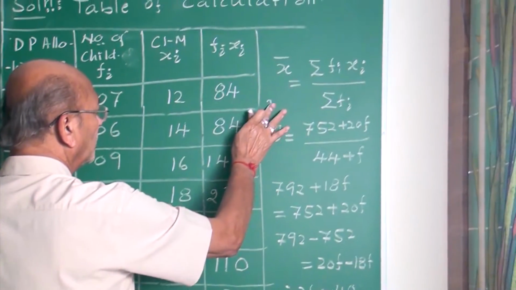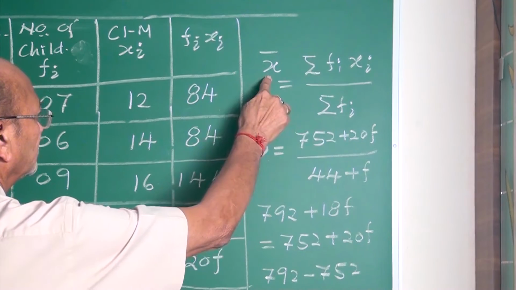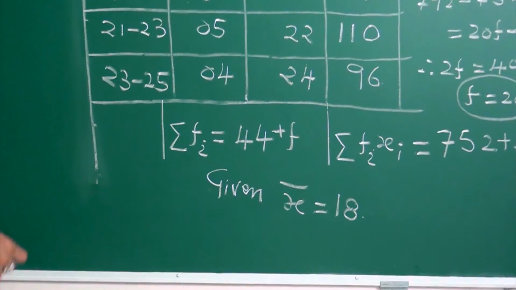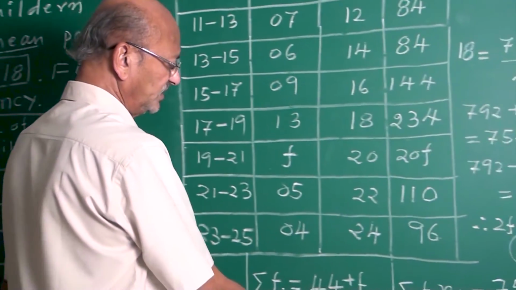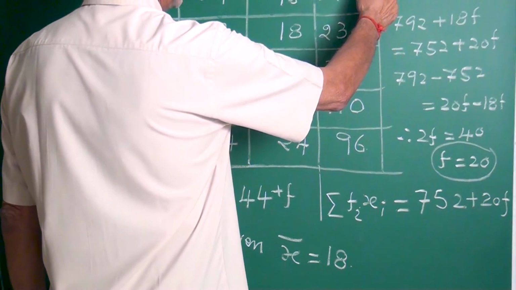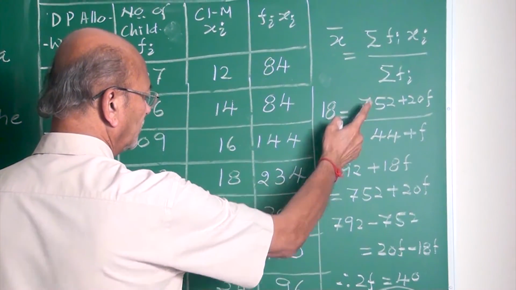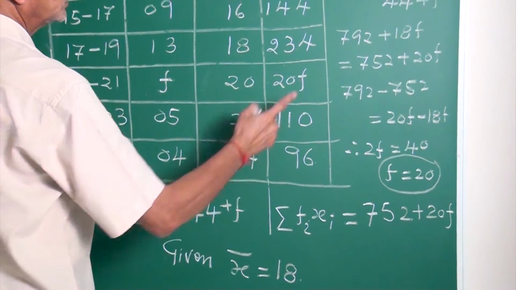Once again, formula to find what? Mean. Formula. Xi is given, my friend. Given this xi. Xi is what? Mean is given as 18. Xi is 18. Substitute this value. What is the value of the numerator? 752 plus 20f upon sigma fi 44 plus f.